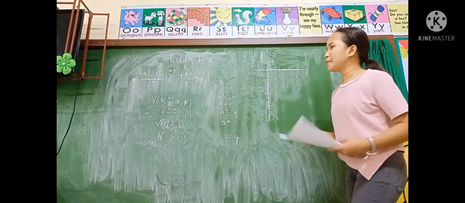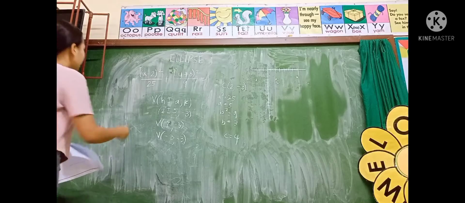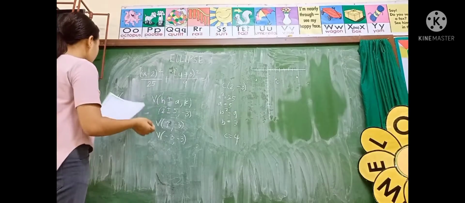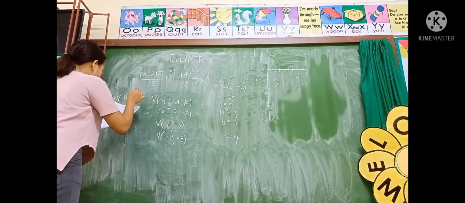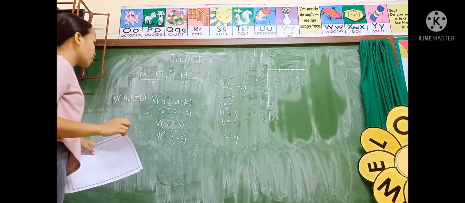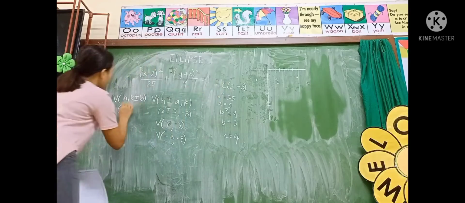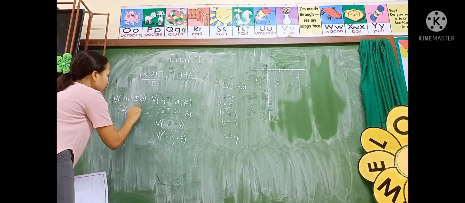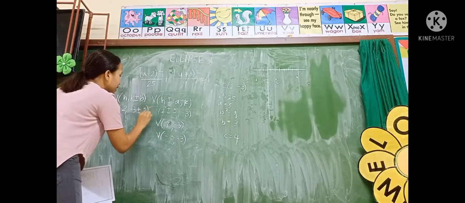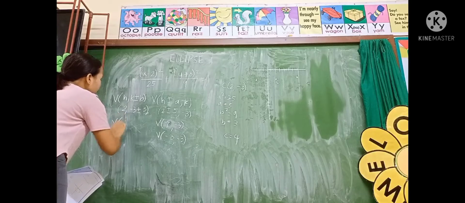Hindi pa dyan natatapos ang ellipse. Meron pa tayong dalawa pang vertex na hinahanap. At ito yung formula ng isa. Vertex, equation rather. So, our vertex here is h and then k plus minus b. So, let's substitute the given value here. So, our h is 2. 2 and then k is negative 3 plus minus our b is 3. So, we have here 3. So, let's compute. Magkakaroon tayo ng dalawang vertex dito.